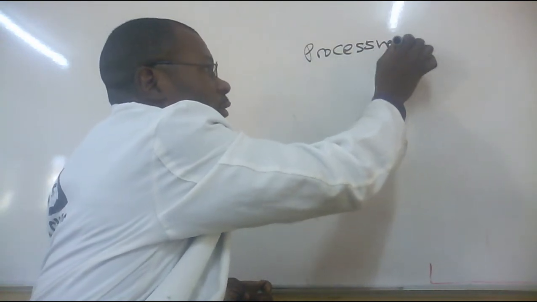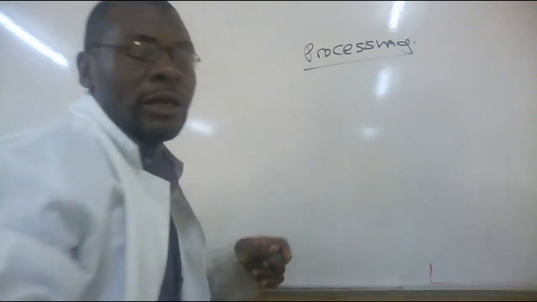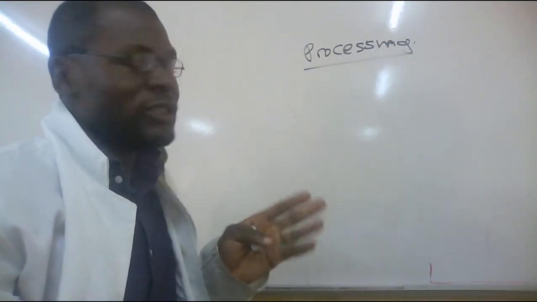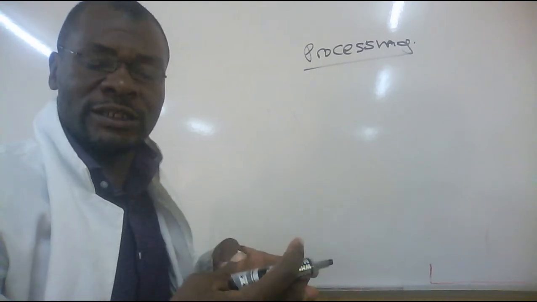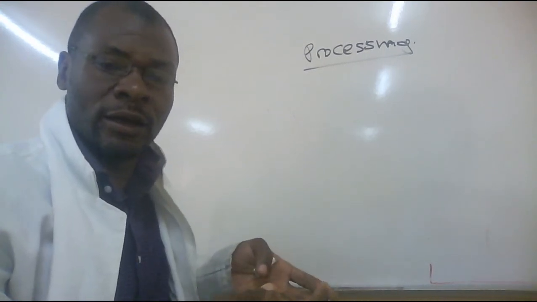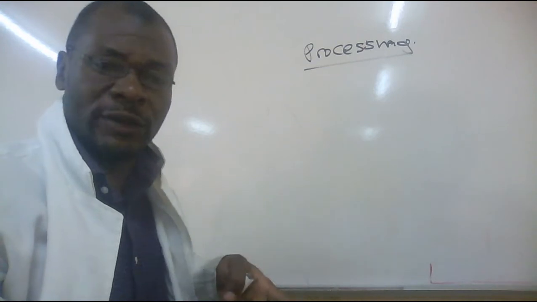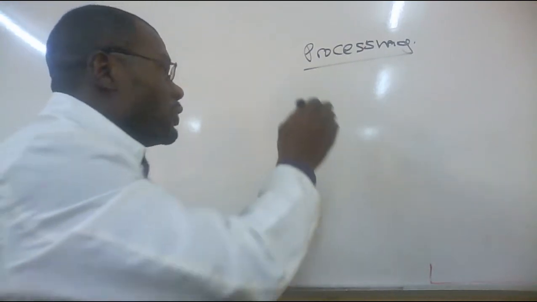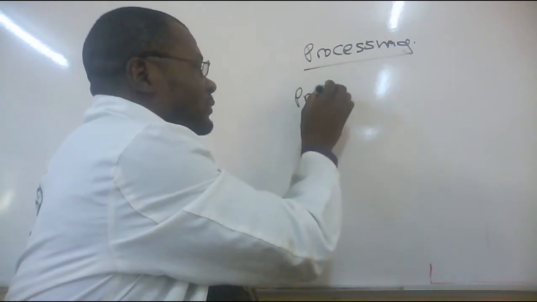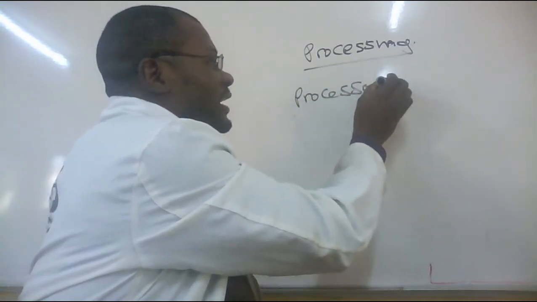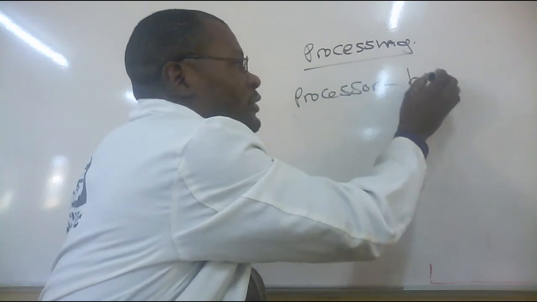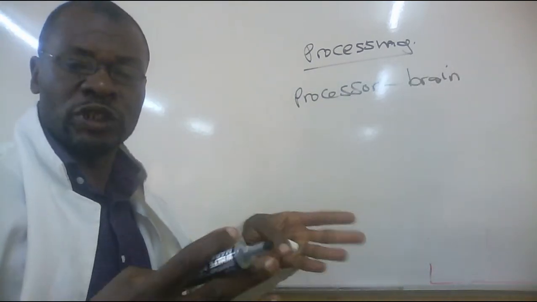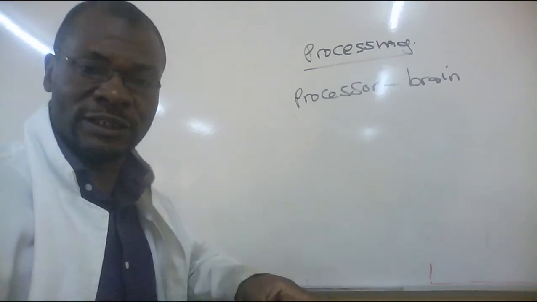Processing. It's a very important stage in the elements of computing. What processing simply means is the process of converting raw facts or data into meaningful information. And the device responsible for that, we call it the processor. The processor is actually what we call the brain of the computer. This is the device which is responsible for data processing.